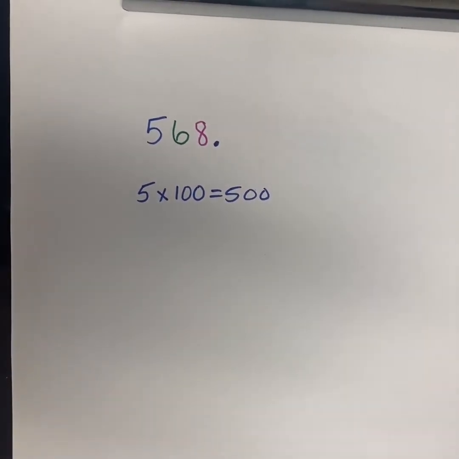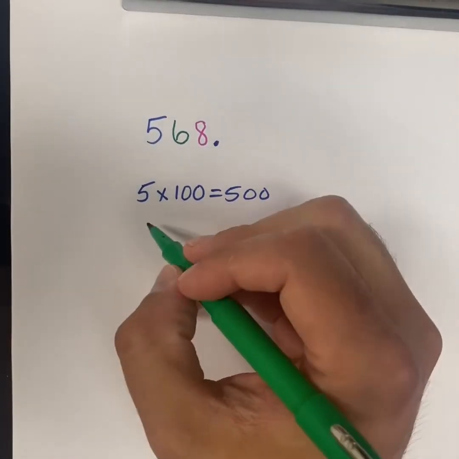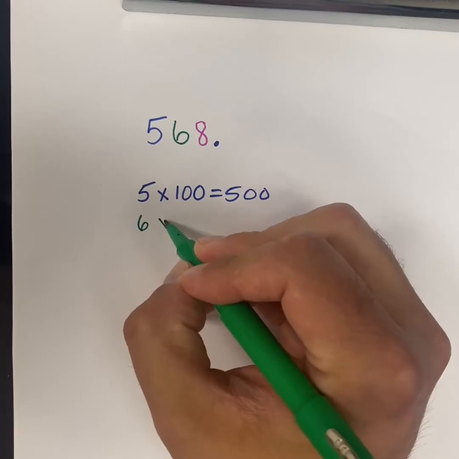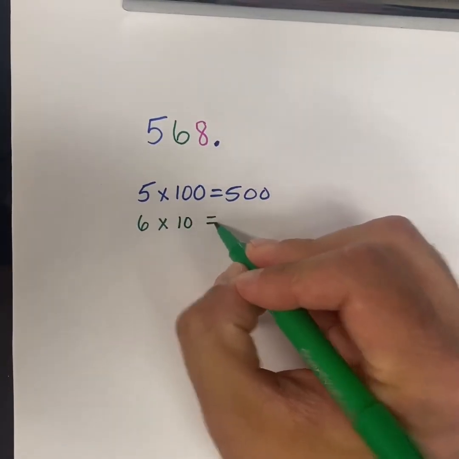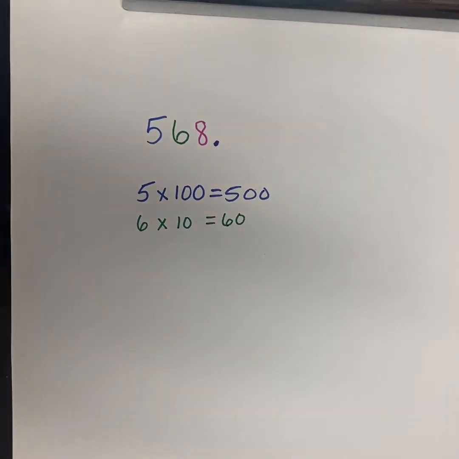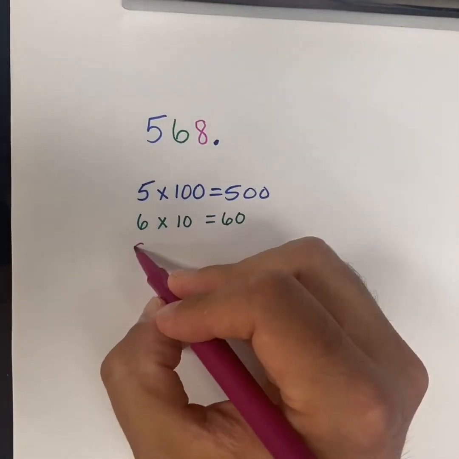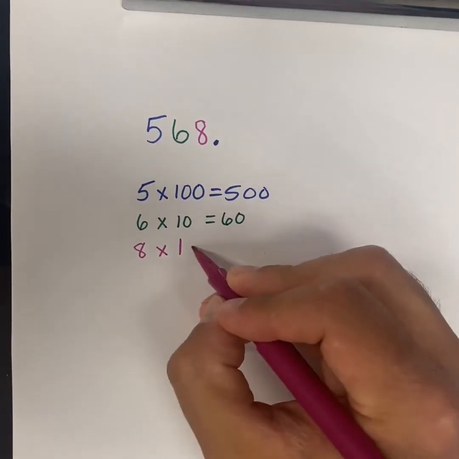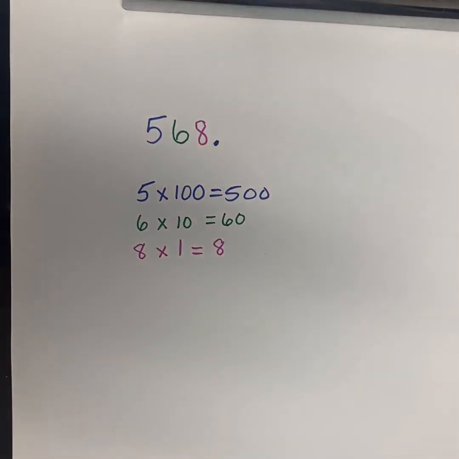Then we would move to our next number, the 6. The 6 is in the 10 spot, so we are going to multiply that number by 10. The actual value of that 6 would be 6 times 10, which is 60. And our last number here is our 8, which is in the 1 spot, so we would multiply that by 1. So we would have 8 times 1, which is equal to 8. Now we have found the value of each one of these numbers. The 5 is actually worth 500 here, the 6 is actually worth 60, and the 8 is worth 8.